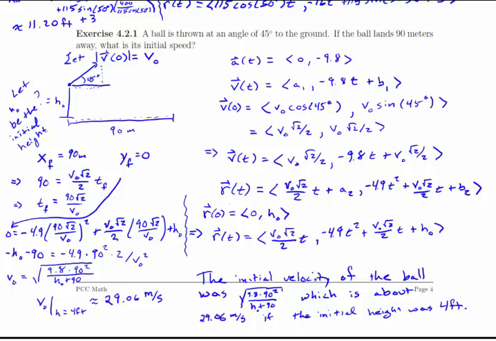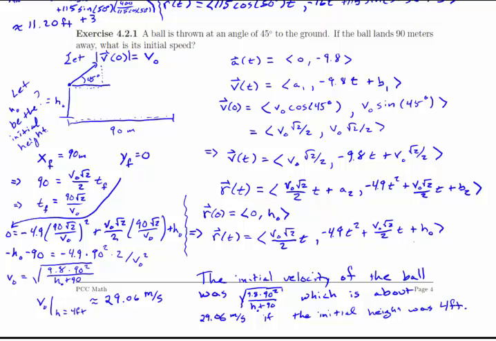So now my position function, my a2 has to be 0. When I plug in 0 for t, I get a2 has to be 0. When I plug in 0 for t over here for my initial position, I get b2 alone equals h naught. So I plug in 0 for a2, h naught for b2 to get my specific initial position function of v naught root 2 over 2 times t, comma, negative 4.9 t squared plus v naught root 2 over 2 times t plus h naught. Great.